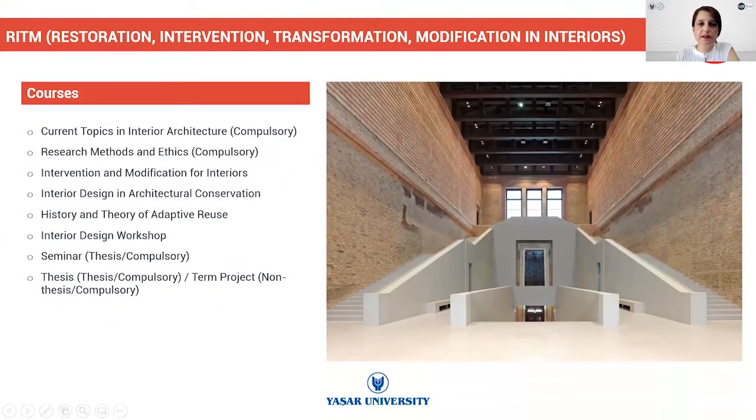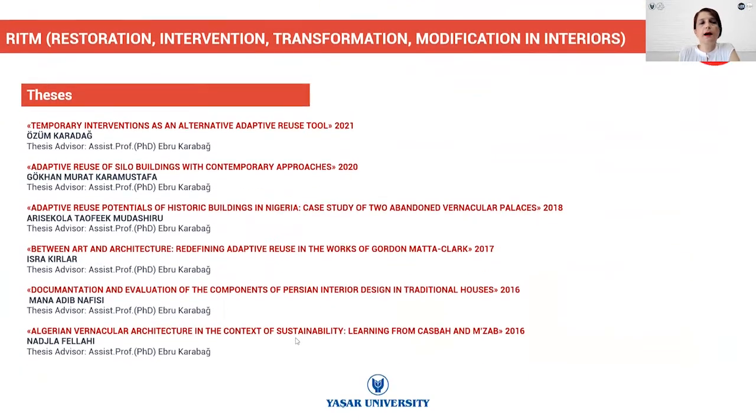Okay, these are the courses that this track offers. Current topics is the compulsory course for all tracks. Research methods and ethics is also. But other than those, we have elective courses from which you can choose: intervention and modification, interior design and architectural conservation, history and theory of adaptive reuse. And the interior design workshop is a common elective course for all fields.